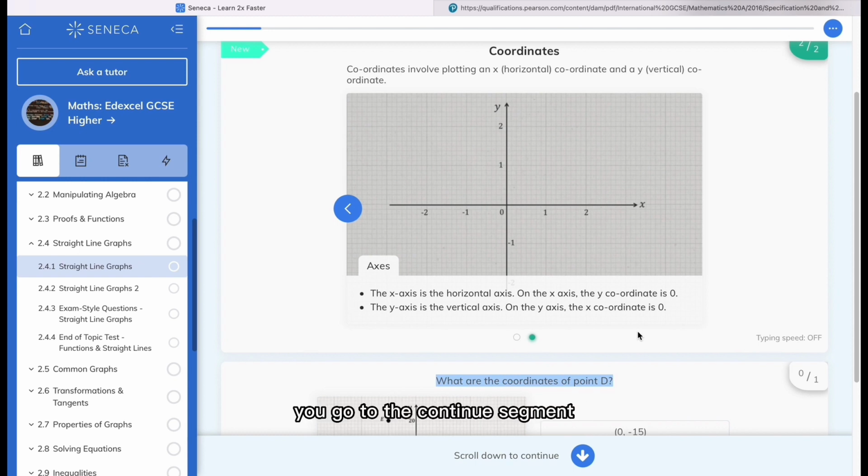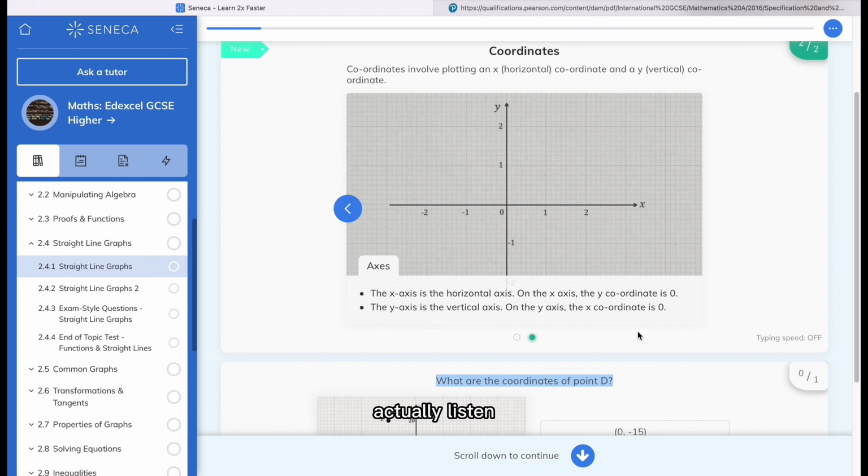You continue. You go to the continue segment, and then you continue to choose which point is at the origin. You find this out yourself. You get a bunch of questions now, so you keep moving forward, and you get another point here. You're learning about drawing straight line graphs, and you get the message. You keep learning this. This is the most important part.